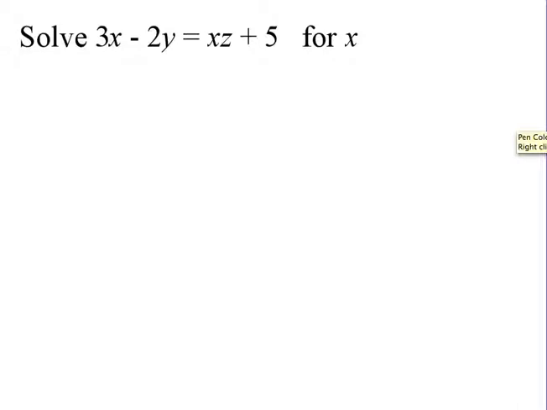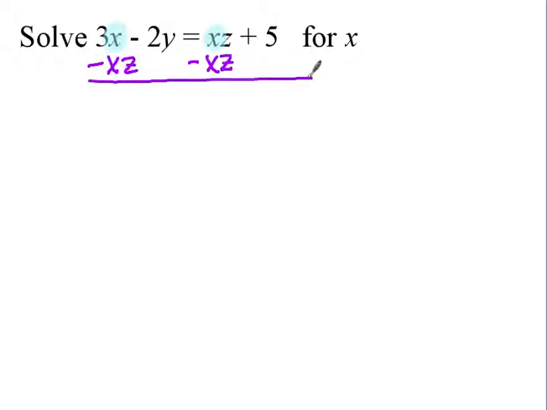Ooh, this is a doozy. Because what do you notice? You're having to solve it for what? X. And what do you notice here? There's 2 of them. So then the question is, what do you do? So what we need to do is get all the x's to one side, and we need to get everything else to the other. So I'm going to go ahead and move the xz to the left.